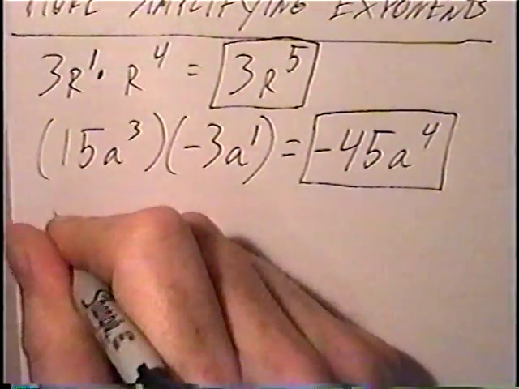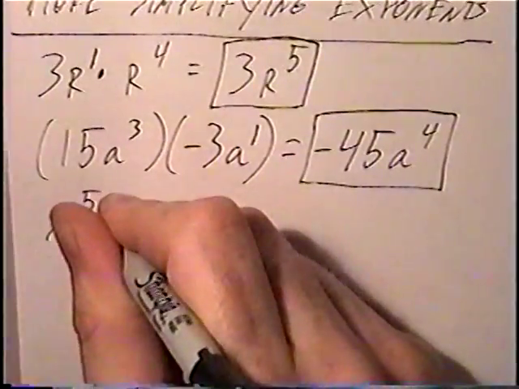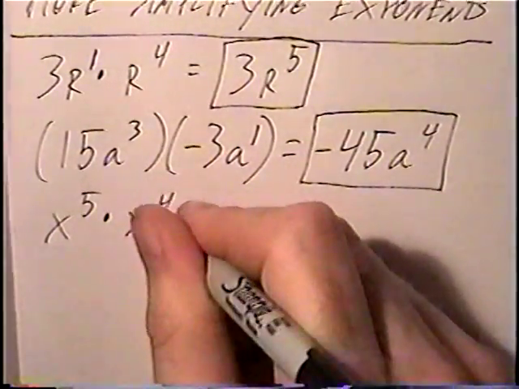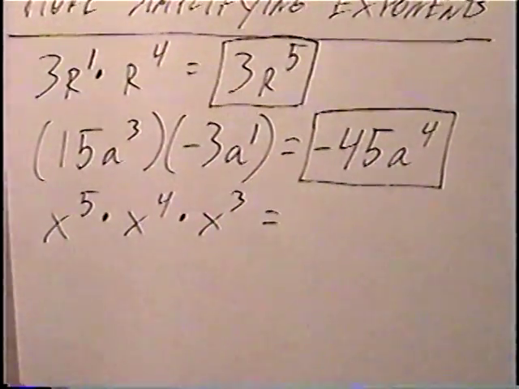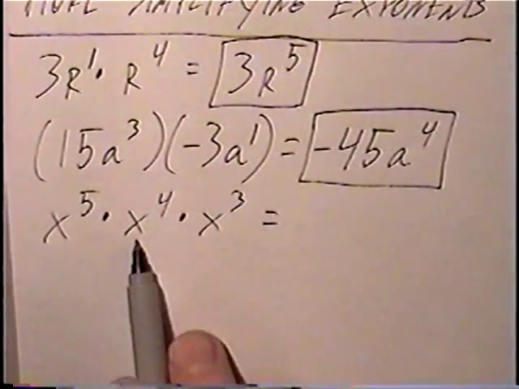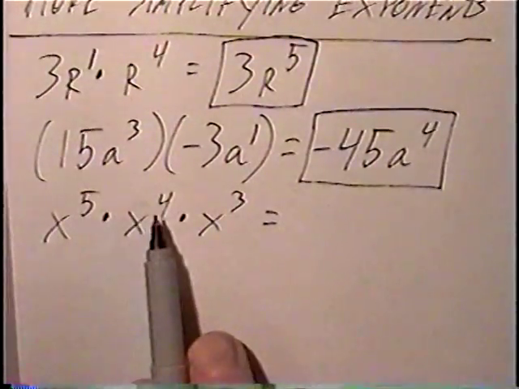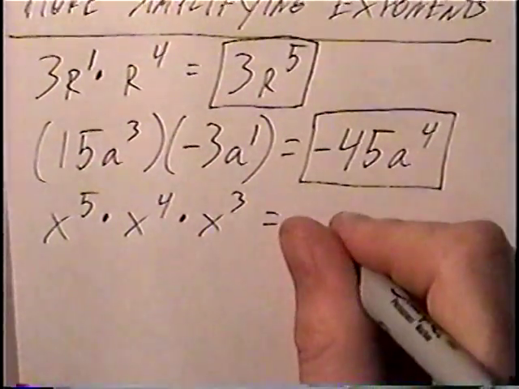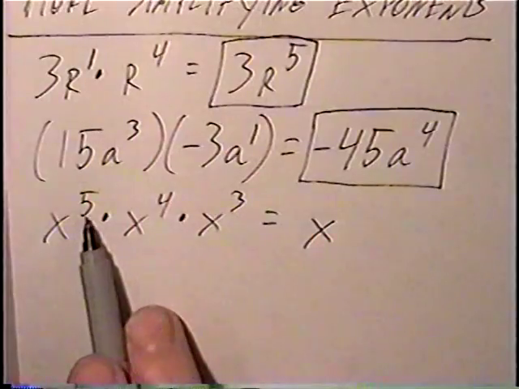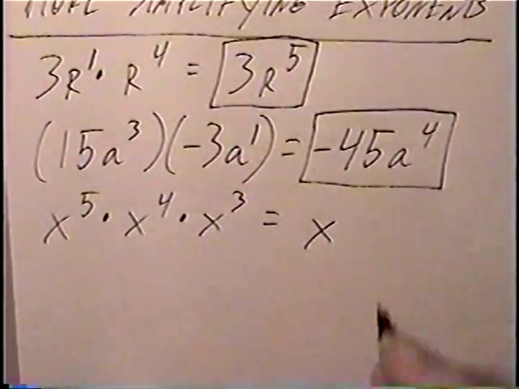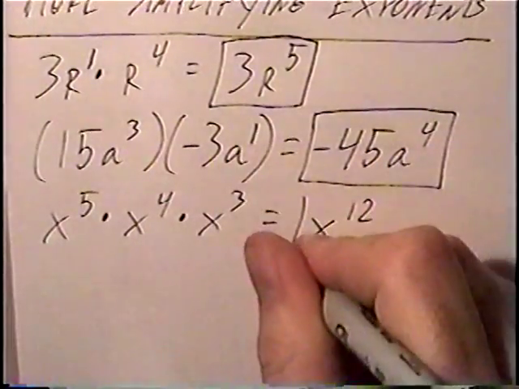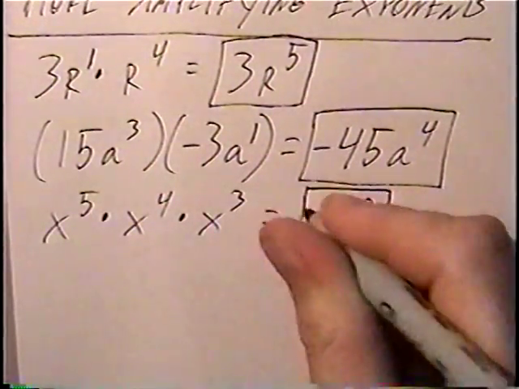Next question, x to the 5th power times x to the 4th power times x to the 3rd power. In this question, all the bases or variables are the same, so we can add all the exponents for our final answer, which would be x to the exponent of 5 plus 4, which would be 9, plus 3 more would be 12. So x to the 12th power.